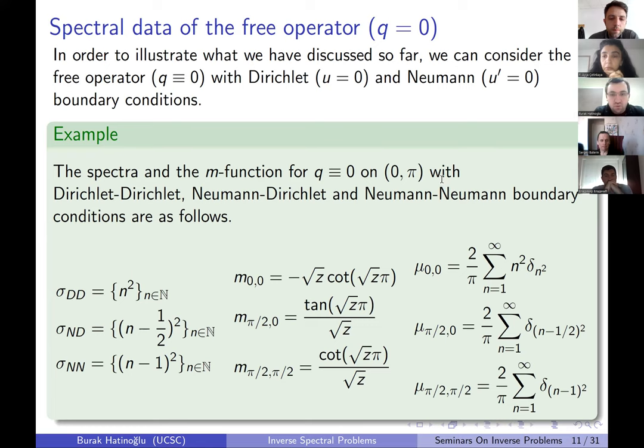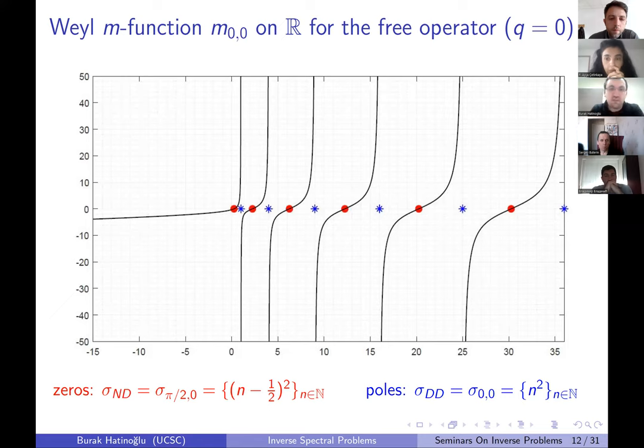And let me also show a picture which illustrates one of the important properties. So here in this graph, you see the Weyl M function for the boundary condition Dirichlet-Dirichlet, or both alpha and beta zero. And here in the picture, you see this M function evaluated on the real line. And these dots show you, the red ones are the zero set of the Weyl M function, but at the same time, it is the spectrum with boundary conditions pi over 2, 0, or Neumann-Dirichlet. And the poles are Dirichlet-Dirichlet. So this also illustrates what we just discussed. The M function has the poles at the corresponding spectrum, which is also the support of the corresponding spectral measure.